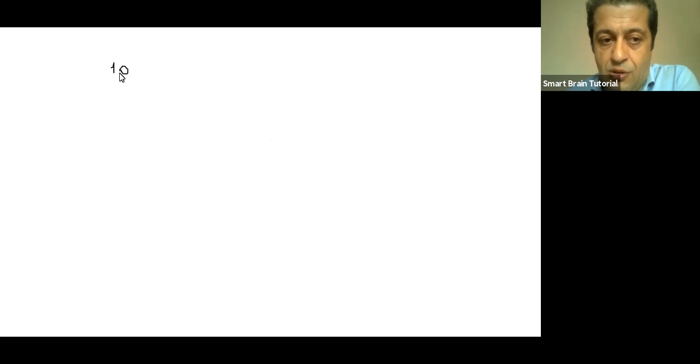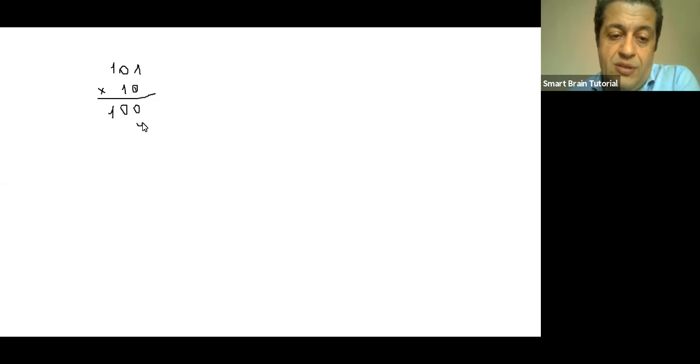We have 101 times 10. This is much shorter. So we start from here, from 0 times 1, it is 0. 0 times 0, it is 0. And 0 times 1, it is 1. We fill with 0 that place because we are starting from the second column here. So I have 1 times 1, it is 1. 1 times 0, it is 0. 1 times 1, it is 1.